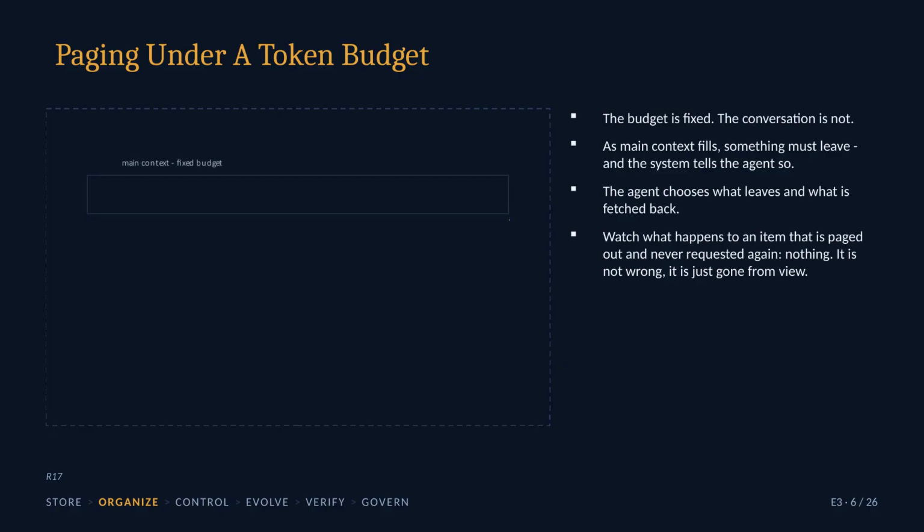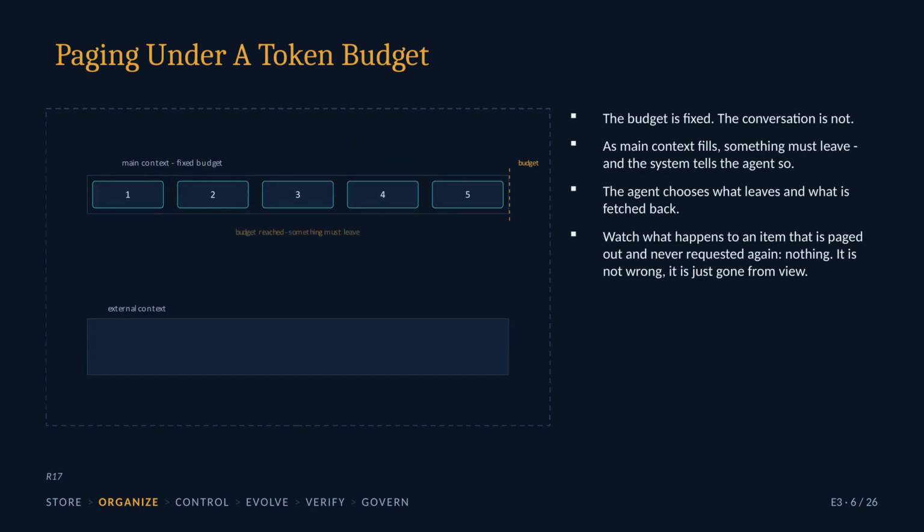The budget is fixed and the conversation is not, so this picture is inevitable. As main context fills, something has to leave, and the system signals that to the agent rather than silently truncating. The agent then chooses what leaves and what gets fetched back.